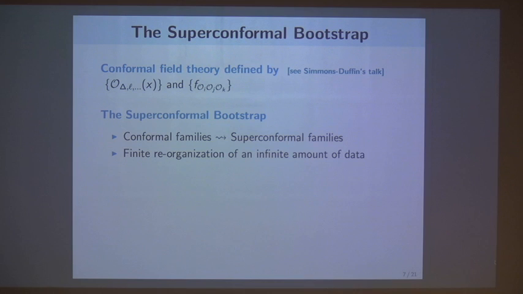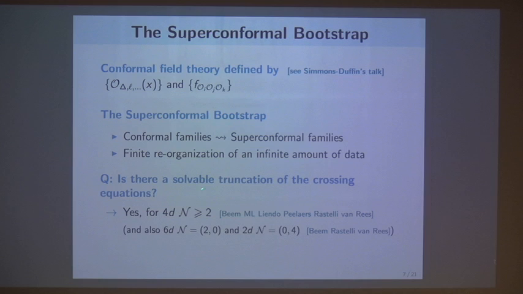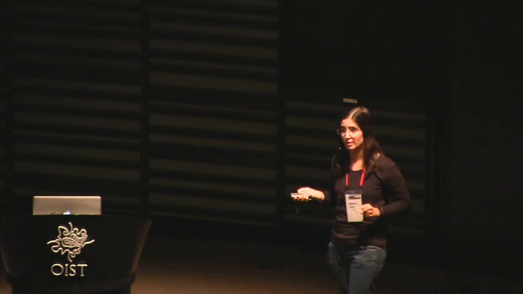But you can ask if there is a solvable subsector of these equations, at least if you have enough supersymmetry. And the answer is, in four dimensions, yes, if you have N=2 or more. This is a statement that there is a subsector of four-dimensional N=2 SCFTs that is captured by a two-dimensional chiral algebra, by which I mean just the left-moving part of a two-dimensional CFT. This is the chiral algebra that various people have referred to in previous talks.